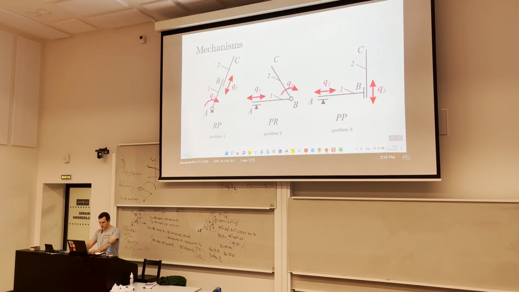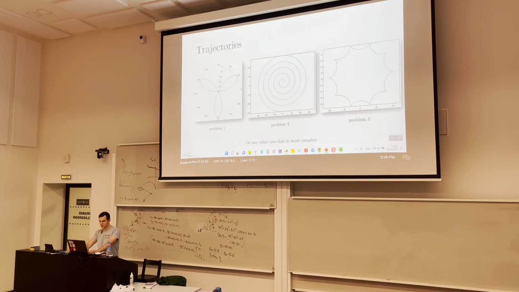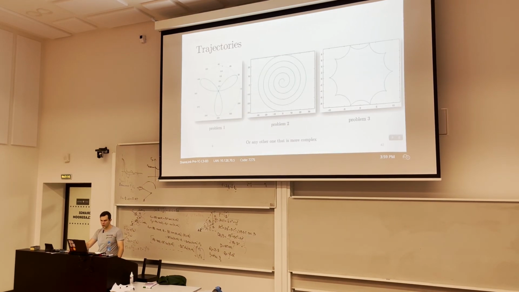You can use, for example, these trajectories or any other kind of trajectory that is different from a circle. A circle is just boring. I encourage you to use any kind of fancy planar trajectories. All right. Is it clear?